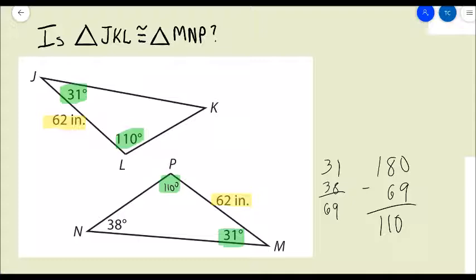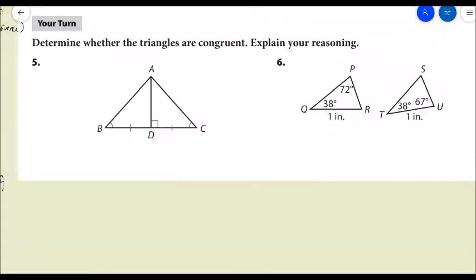So it looks like once again we have ASA congruence because we've got the two angles and the included side, which is the side in between the two angles. That's going to be congruent, all three of them. So yes. And since we've done a couple of them, I wanted to give you guys a chance to do these and then see if you are correct.